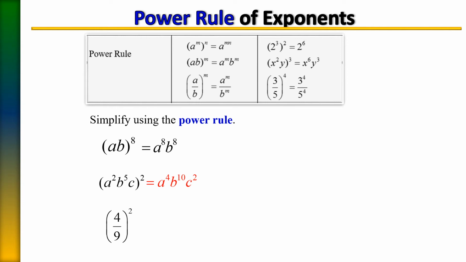Let's do the fraction here. This is going to be 4 squared and then 9 squared. We're going to go ahead and finish solving this. This is 4 times 4, which is 16. 9 times 9, which is 81, which is going to leave me with an answer of 16 over 81. Power rule.